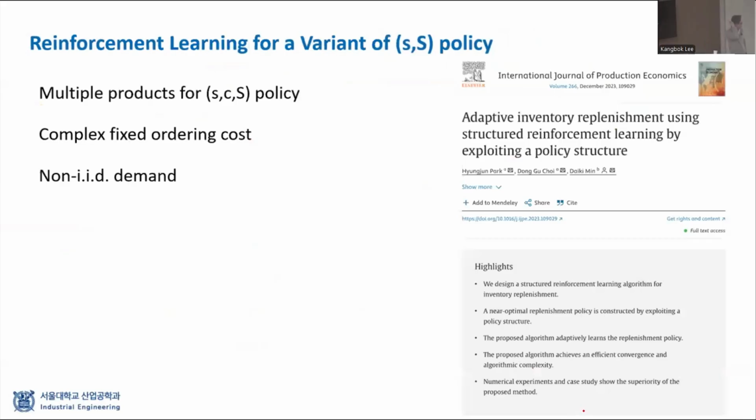So, have you seen this paper? This paper is written by your Professor 최 동구 교수님. He wrote a nice paper on reinforcement learning, especially for the (s, C, S) policy. This is for a specific problem with a complex form of fixed cost, and they are thinking of multiple products. So combining the multiple products, the fixed cost depends on the product portfolio and the quantity and so on. So it's quite a complex problem, and it's a kind of variant of the (s, S) policy.